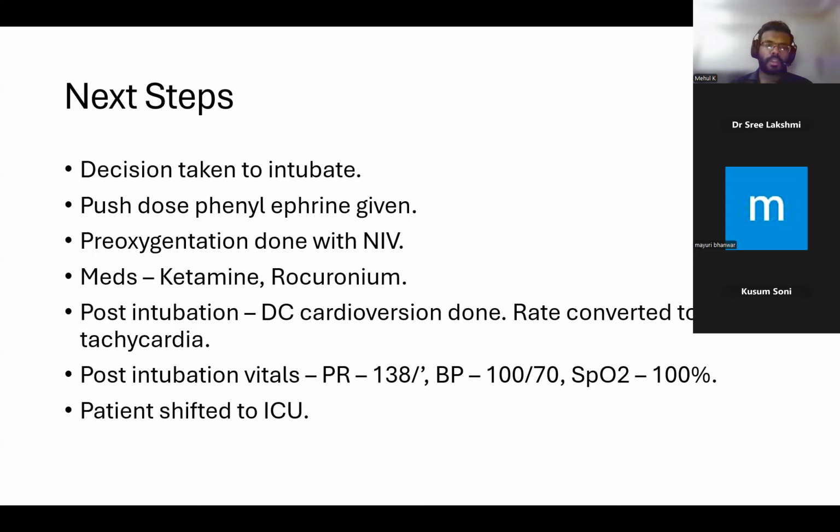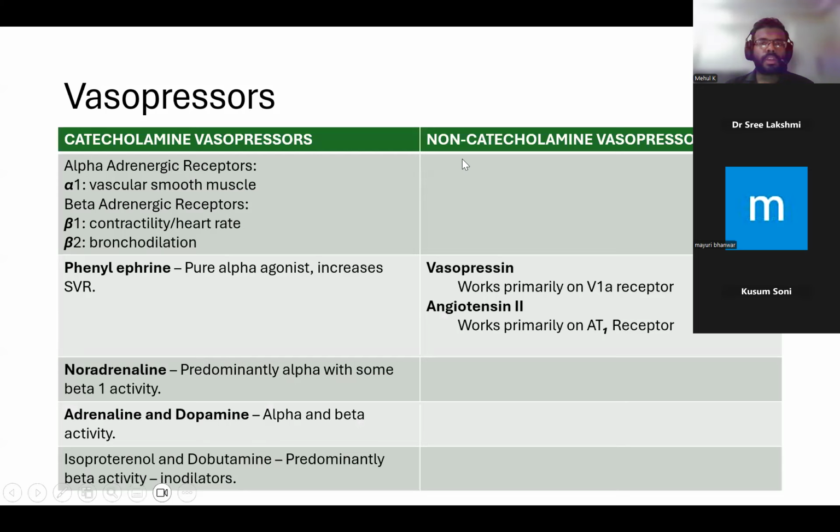Having said all that, now we will discuss a few things about vasopressors, because that is what this whole talk was about: how to select vasopressors and how to utilize them in various scenarios. They can be divided into catecholamine vasopressors and non-catecholamine vasopressors, but this is not a perfect classification, because some say that phenylephrine is not exactly a catecholamine, but anyway.